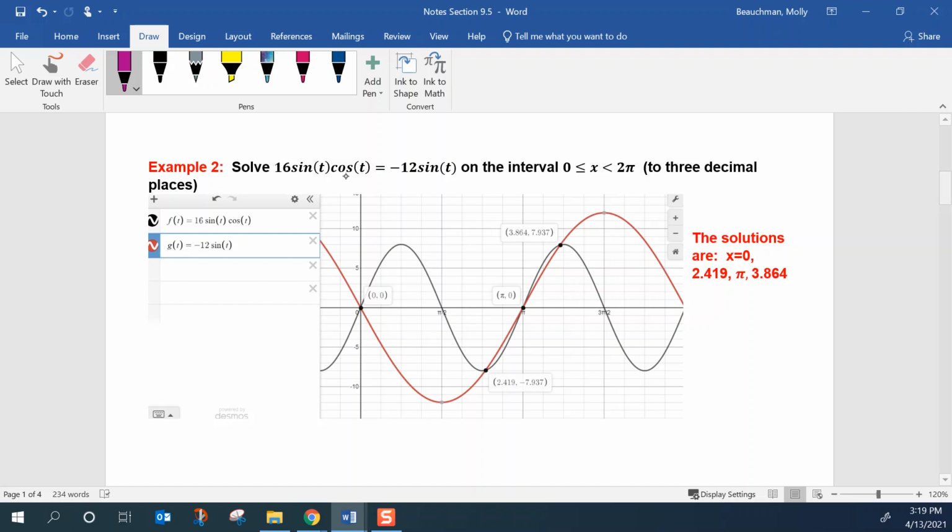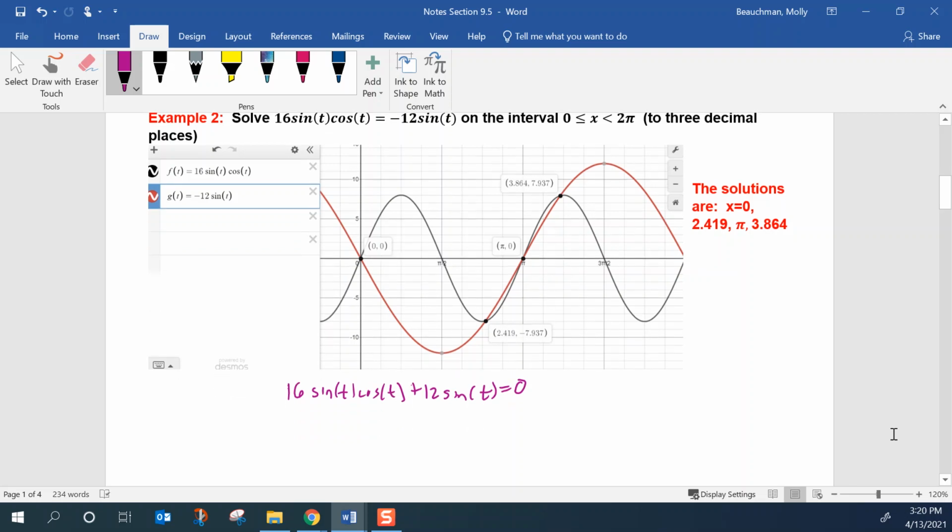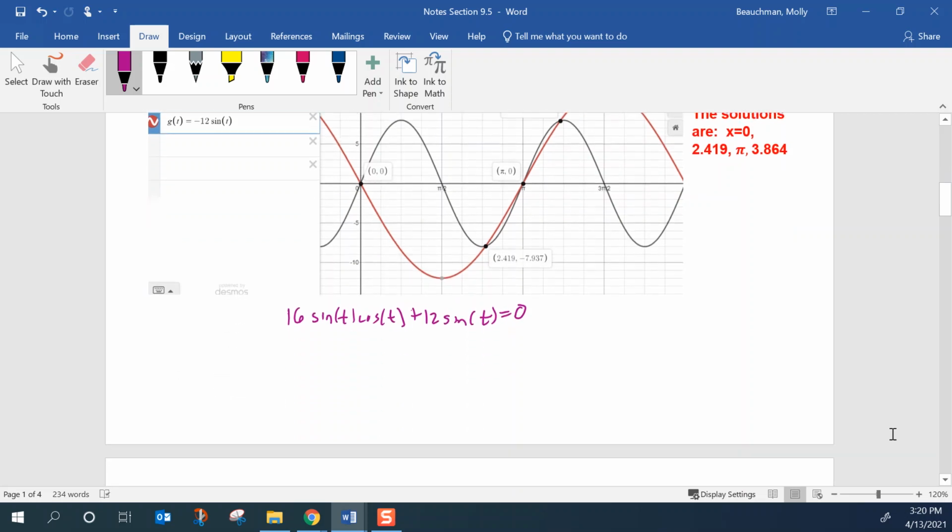So to solve this by hand, we can't divide both sides by the sine. It's tempting, but the sine of t could be 0. So what we do instead is get everything on one side, 0 on the other, and factor. So we have 16 times the sine t cosine t plus 12 sine t is equal to 0. And then factor. So treat sine t, cosine t as variables, two separate variables. These have, let's see, 4 goes into both 16 and 12. Both terms have sine t.